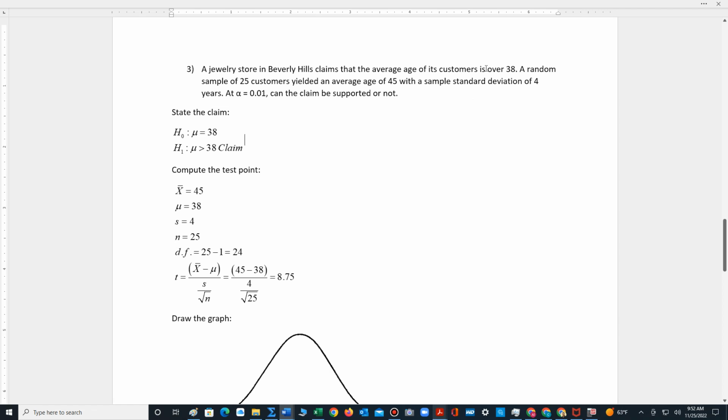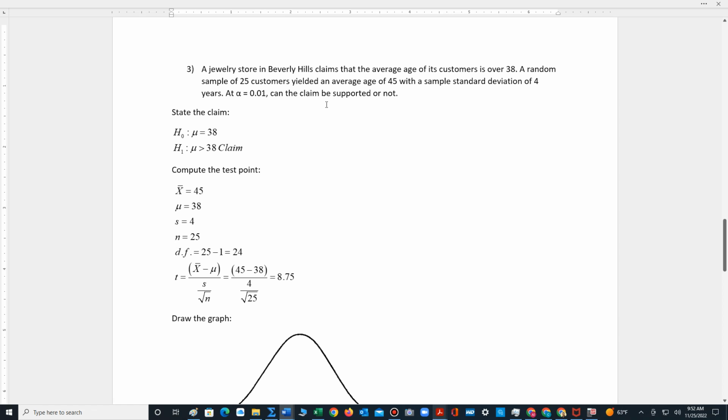Well, once again, it's saying that the average is over 38, so the mean is greater than 38. That's the claim. That's an H sub 1 statement, once again, because it's greater than. H naught has the equal sign, so mu is equal to 38. We gather up our key values. N is 25. X bar is 45. The mean is 38.